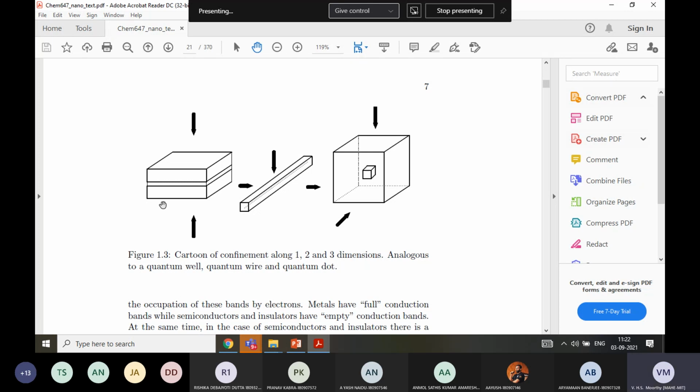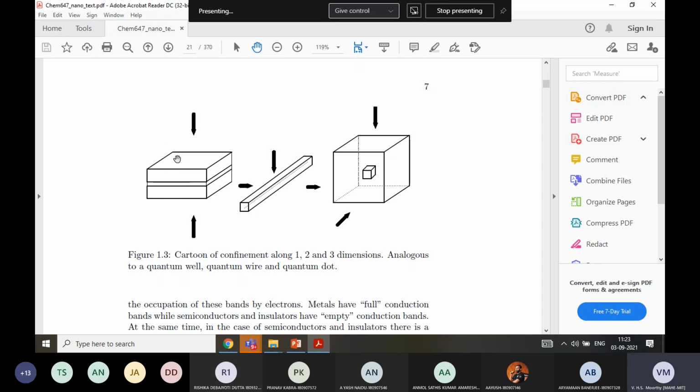One more thing is also there. Please see here, there are two blocks, and in between there is a gap. One block is below, one block is above, and in between there is a gap. Let us say there is one material in the lower block, the same material in the upper block, but some other material in the middle. So now the electron of the middle block cannot go into the upper block or the lower block.